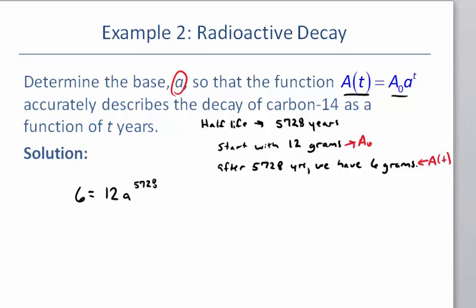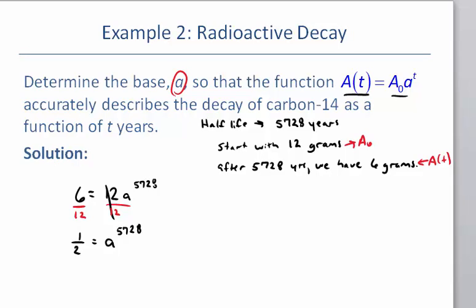Now, how do we solve this equation for a? We're going to first isolate the exponential. So we're going to divide both sides by 12, which is going to give me 6 over 12, which is 1/2, is equal to a raised to the 5728.